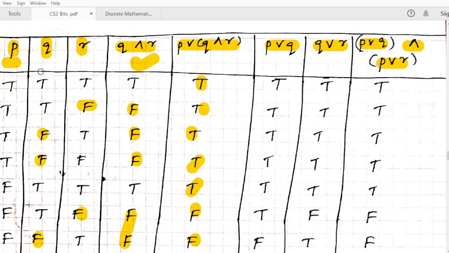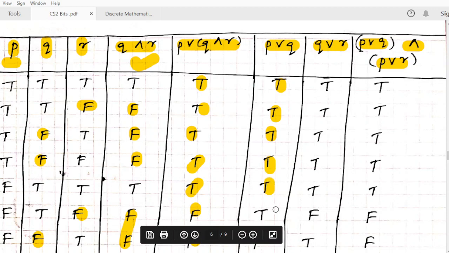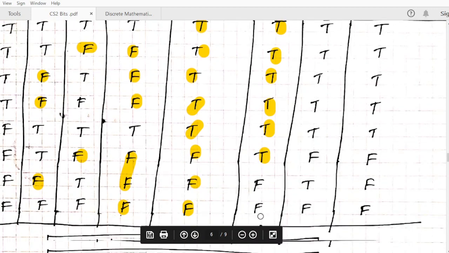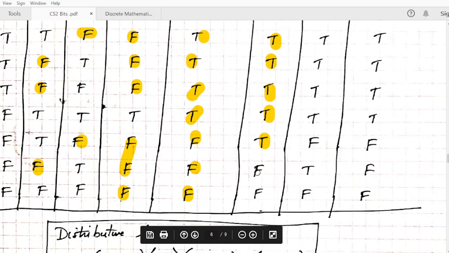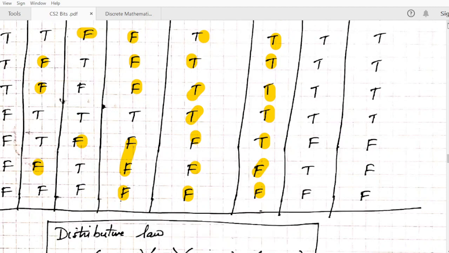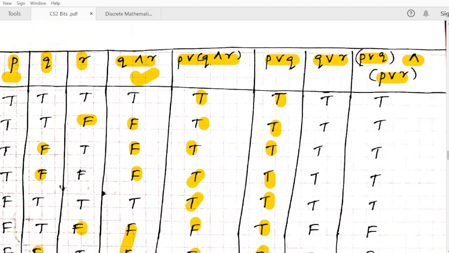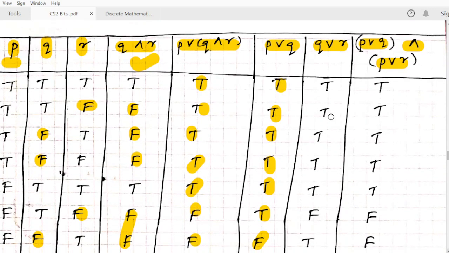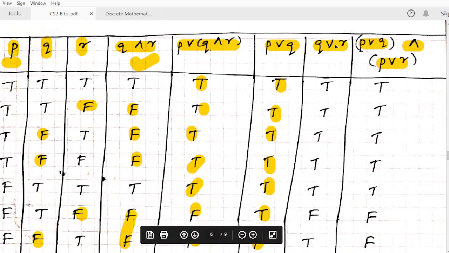So here we get (P or Q) and (P or R). We will be using the OR operation between P and Q. So true, true is true. True, true is again true. True, false is true. True, false is true. False, true is true. False, true is true. False and false is false. False and false is false. False and true here, it is false. Okay. Now we are going to find P or R.